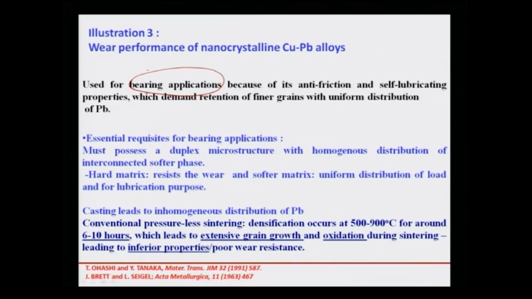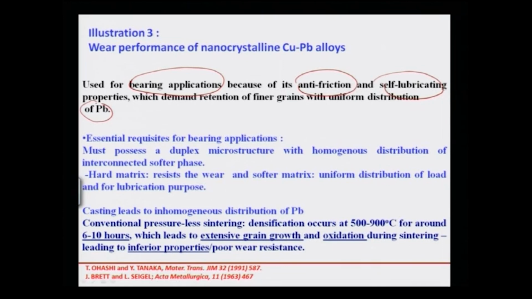The third, or the last example which I am going to give you, is on wear performance of nanocrystalline copper lead. We know that copper lead alloys are very important because they are used as bearing material for many of the objects or machines we use, because of the anti-friction and lubricating properties of the lead, which is normally obtained by preparing copper lead composites, because lead is normally very soft.